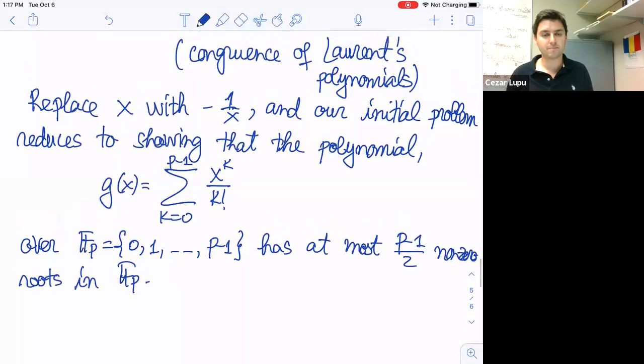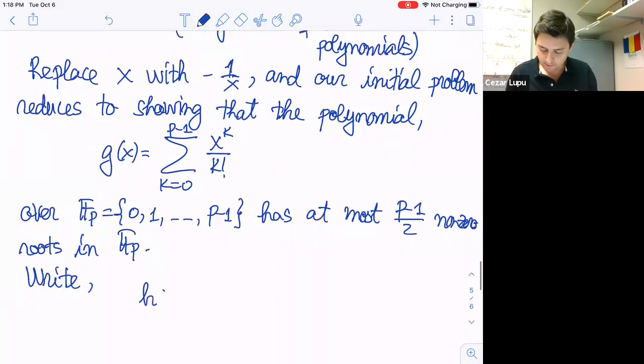And this is a very standard problem at this point. The only difference is that the standard problem is not in F_p, it's over real numbers. Anyway, we'll do that when we'll be talking about analysis. But anyway, let's do it in this situation. So we have to show that this has at most p minus 1 over 2 non-zero roots in F_p. Well, like I said, the standard approach, we're going to write the following. Write h of x as x to the p minus x plus g of x.